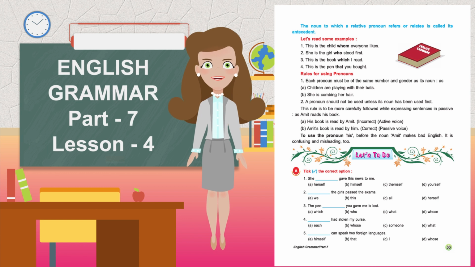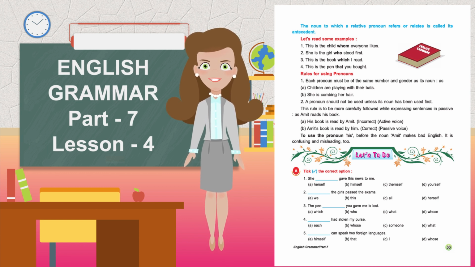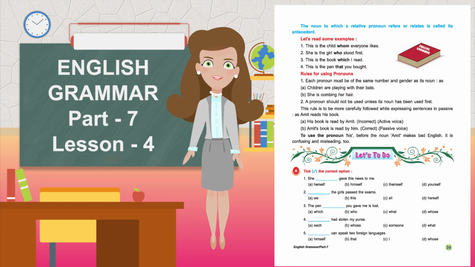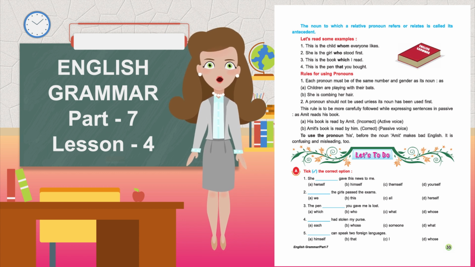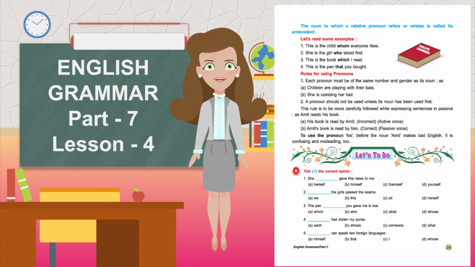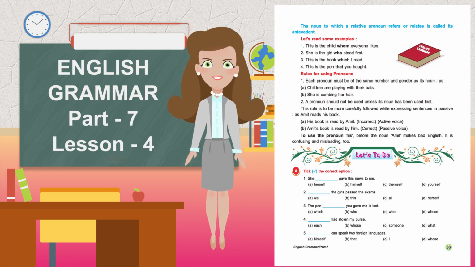Second, a pronoun should not be used unless its noun has been used first. This rule is to be more carefully followed while expressing sentences in passive, as Amit reads his book. A. His book is read by Amit. Incorrect. B. Amit's book is read by him. Correct. To use the pronoun his before the noun Amit makes bad English. It is confusing and misleading too.